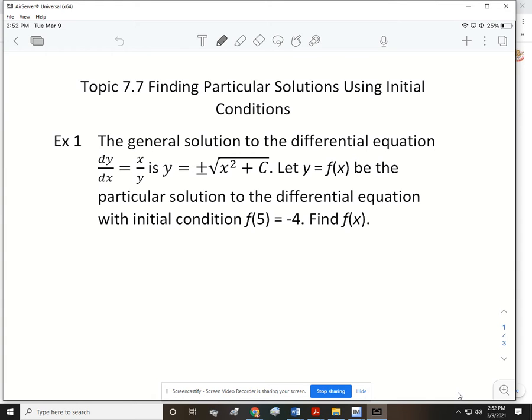So when we're doing these particular solutions, the ones that have plus or minus are only going to be one or the other. To figure out if it's positive versus negative, you look at the initial condition. Because the initial condition's y value is negative, this one we're only going to have the negative square root. And then once we get that, we're going to plug in the initial condition.